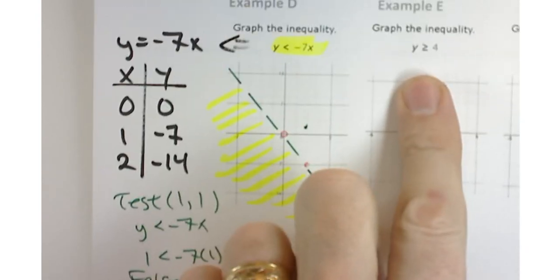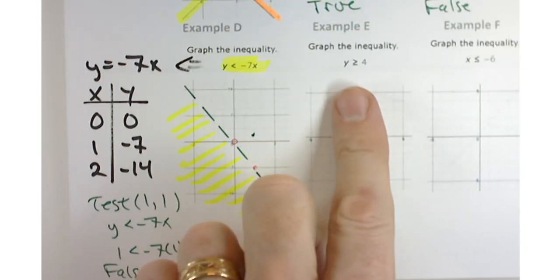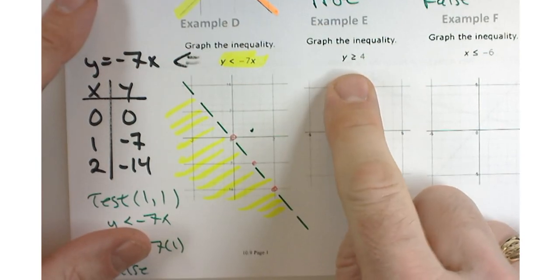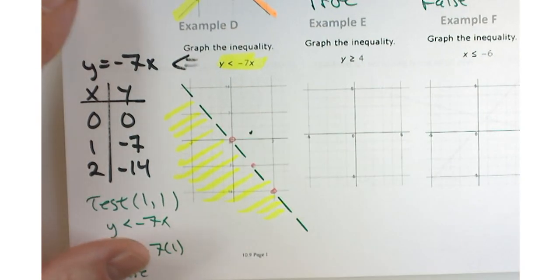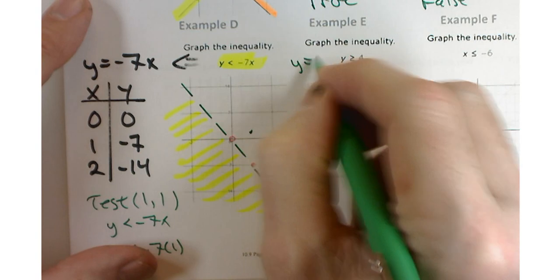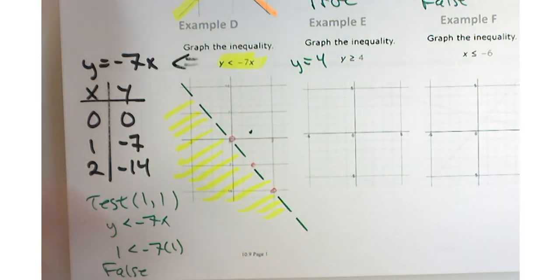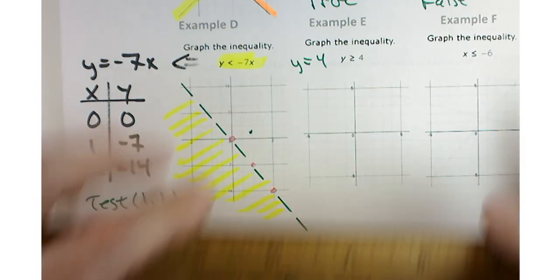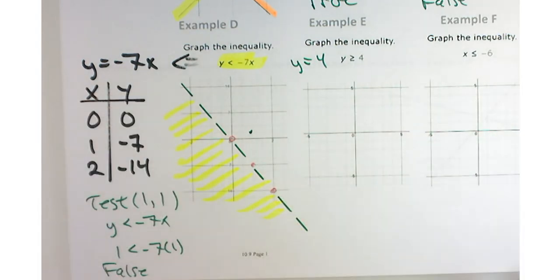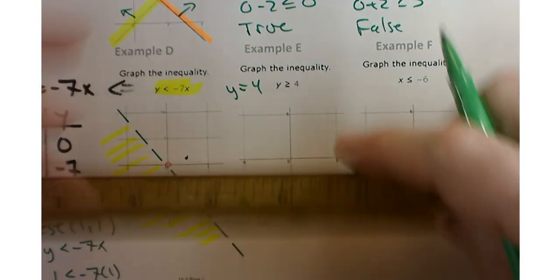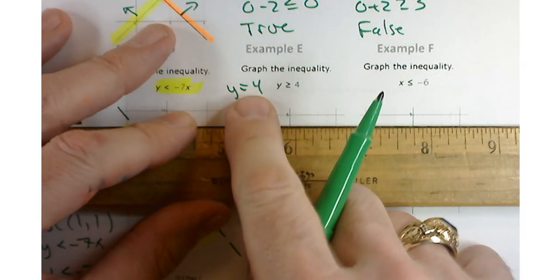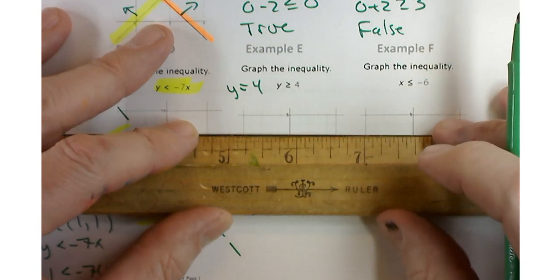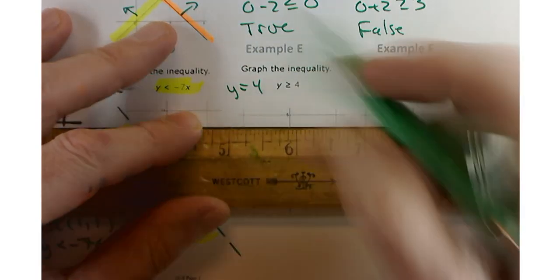All right. Let's move on to this one. Try and go a little faster on a couple of these. y is greater than or equal to 4. We're going to start out by graphing y equals 4. So, all right, if y equals 4, that's great. What's the graph of y equals 4 going to look like? Yeah, it has a slope of 0 and a y-intercept of 4. So it has to be a horizontal line through 4.